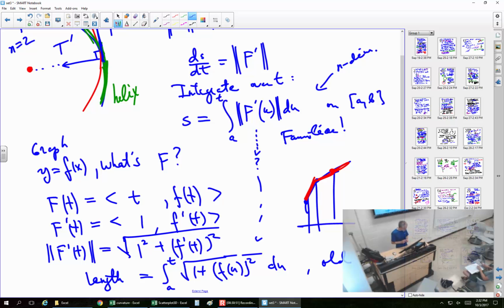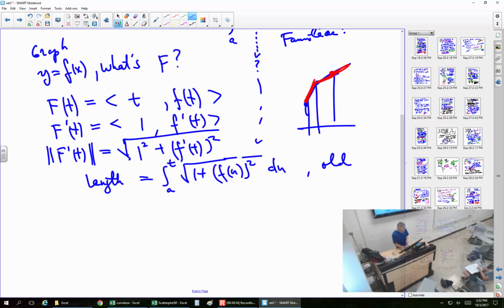Furthermore, let's proceed with this. ds/dt is the magnitude of f prime once again, which is v of t. I want to emphasize that what we have on the right is nothing but a numerical function, the function of speed. The speed as a function of time.